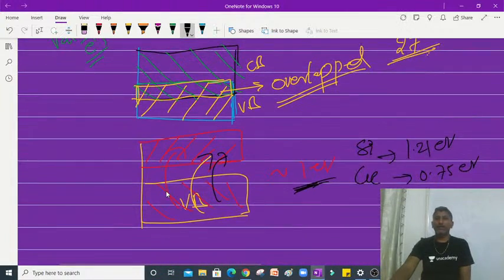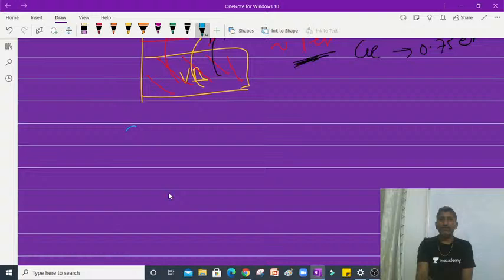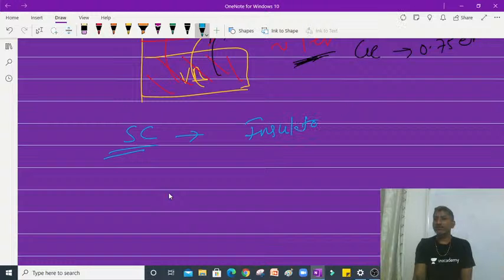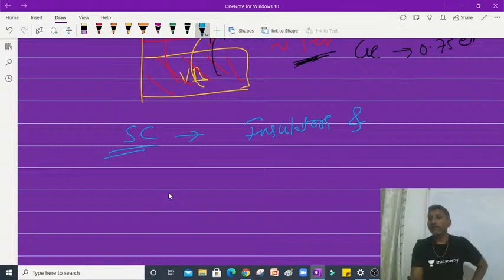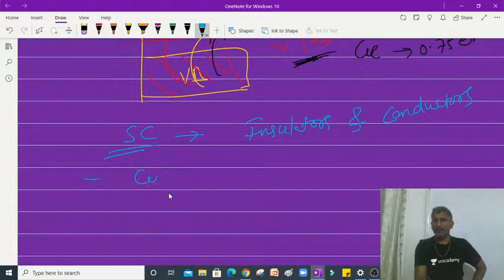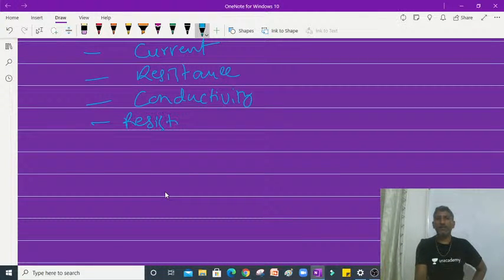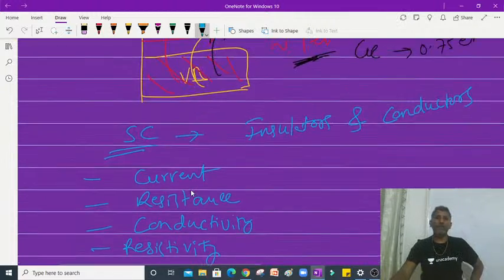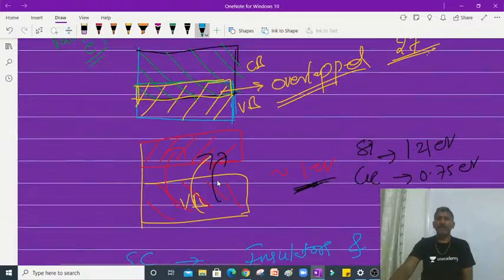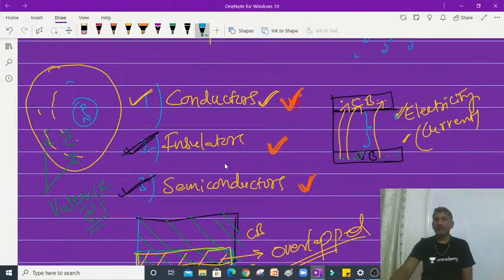So here our discussion is about semiconductors. The electrical properties of semiconductors lie in between insulators and conductors. Generally the electrical properties are current, resistance, conductivity, and resistivity. All these are electrical properties, and they vary from one to another in these three kinds.